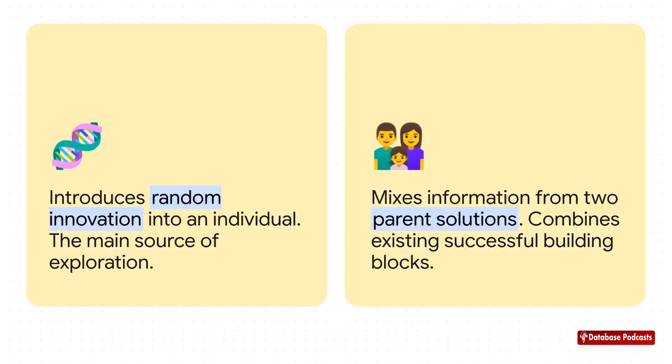And this whole process has a really powerful balance. On one hand, you have mutation. This drives exploration by injecting brand new, totally random ideas into the mix, letting you search the whole landscape. On the other hand, you have recombination, or crossover, which drives exploitation by intelligently mixing and refining the best ideas we've already found. You absolutely need both to succeed.